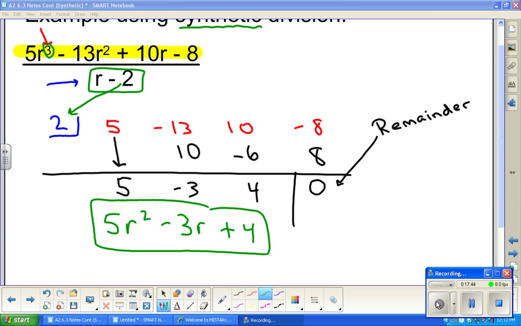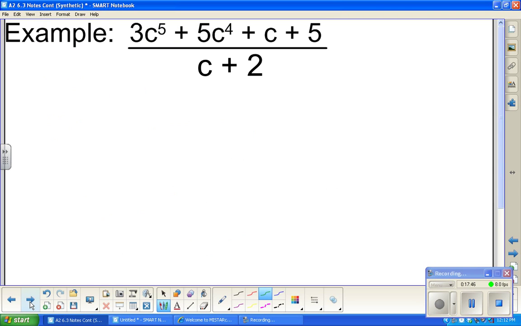Okay, let's do one more. All right. So 3c to the fifth, plus 5c to the fourth, plus c plus 5. And we want to divide it by c plus 2. So is this ideal for synthetic? Yeah, that c plus 2 is exactly what we want down there. It's linear. I don't have to divide anything out. It's already a 1 coefficient.